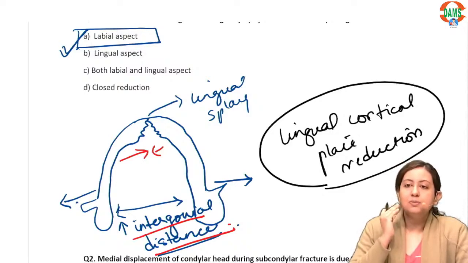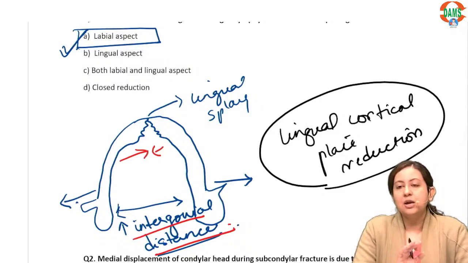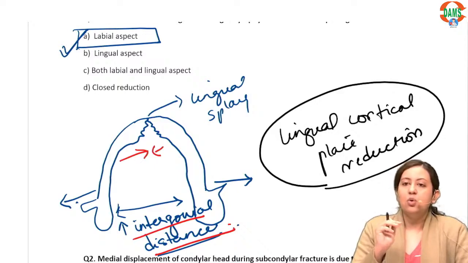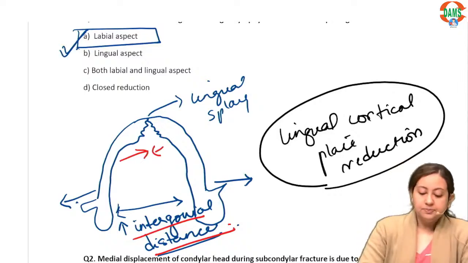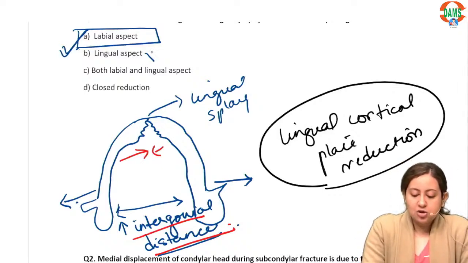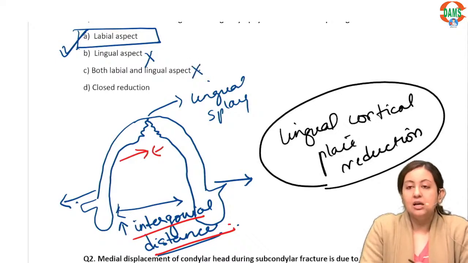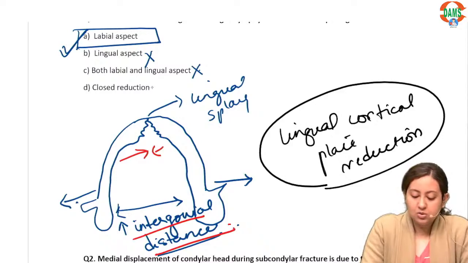All right, we always do the plating on the labial aspect irrespective of the fractures. You will never go onto the lingual side of the mandible and do any plating. All right, so your next option, lingual aspect, is incorrect. Both lingual and labial plating is also incorrect, and closed reduction.